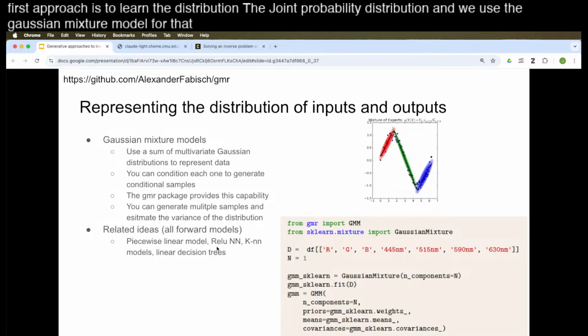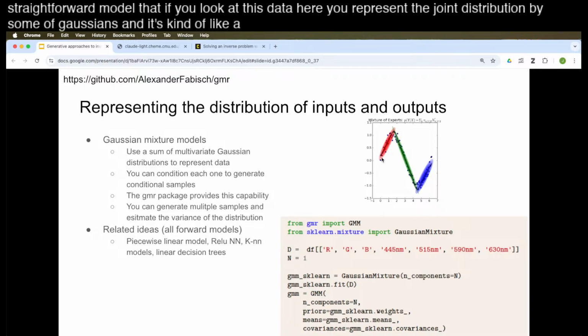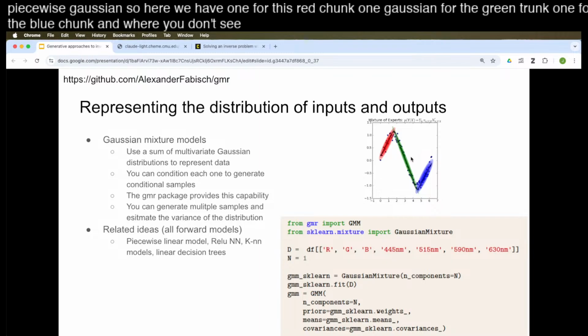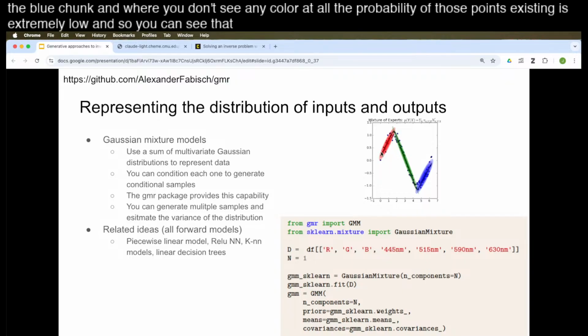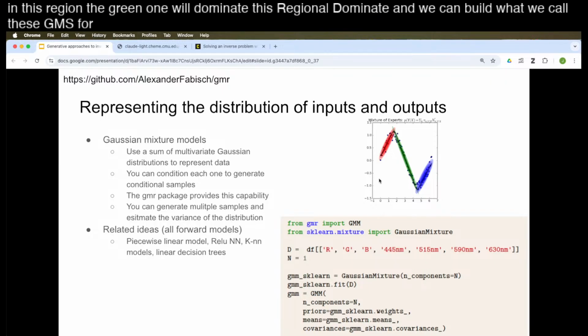This is a very straightforward model that if you look at this data here, you represent the joint distribution by a sum of Gaussians, and it's kind of like a piecewise linear model, but it's really a piecewise Gaussian. So here we have one Gaussian for this red chunk, one Gaussian for the green chunk, one Gaussian for the blue chunk, and where you don't see any color at all, the probability of those points existing is extremely low. You can see that when you're in this region, the red one will dominate, in this region, the green one will dominate, in this region, the blue one will dominate, and we can build what we call these GMMs for learning this distribution.